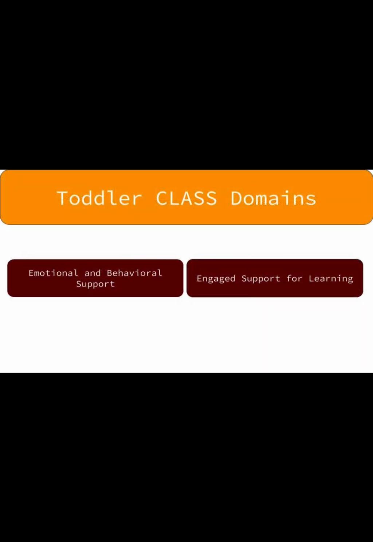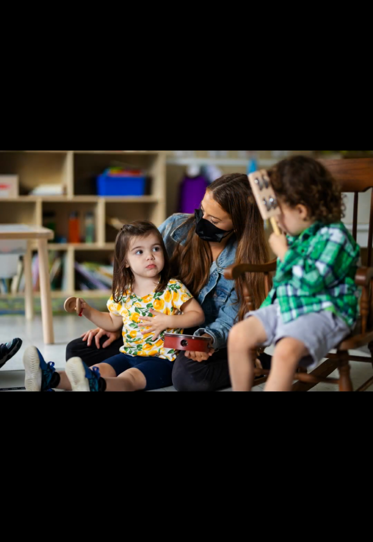The Toddler CLASS tool has two theory-based domains: emotional and behavioral support, and engaged support for learning. Let's learn more about these two domains in the Toddler CLASS tool. Emotional and behavioral support is the domain of interactions defined by educator and child expressions of emotions, both negative and positive, educators' responsiveness and sensitivity, the degree to which educators consider children's perspectives and foster independence, and educators' support of children's development of behavioral regulation.